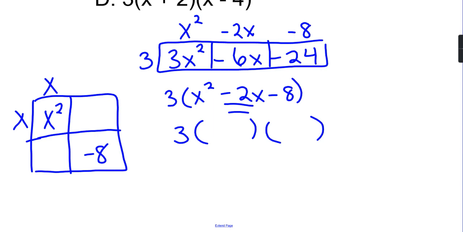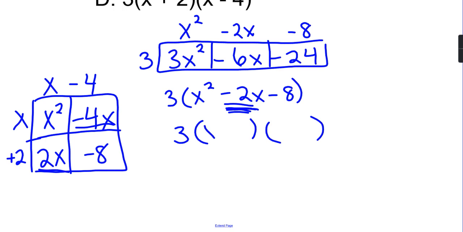So thinking of factors of 8, I know 4 and 2 are 2 units apart. One of them has to be negative, though, because I need to get a negative 8. Well, I need them to add up to negative 2, so that means I need the bigger one to be negative. So it's going to be negative 4 and positive 2. Let's see how that works. Negative 4 times x, negative 4x. 2 times x, 2x. Combine these two together, you get your negative 2x.